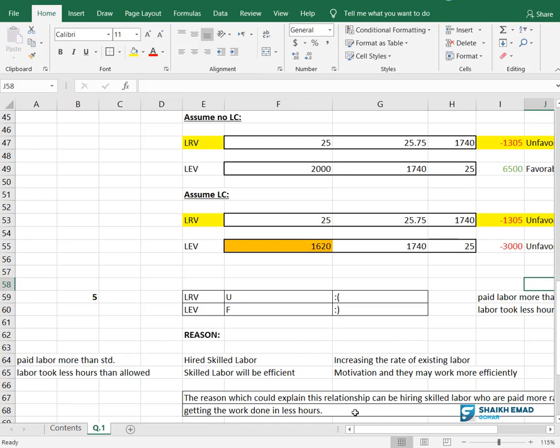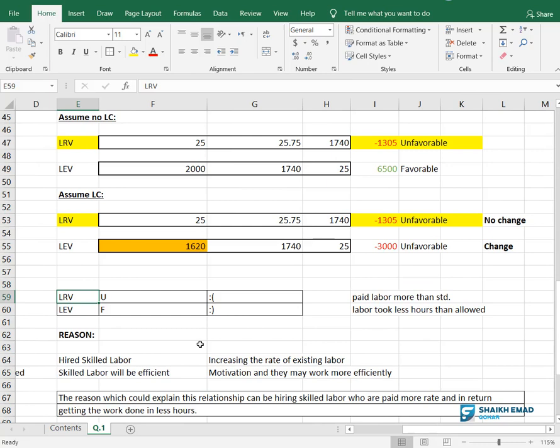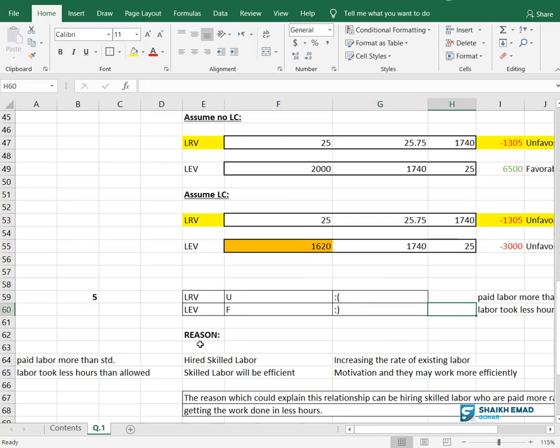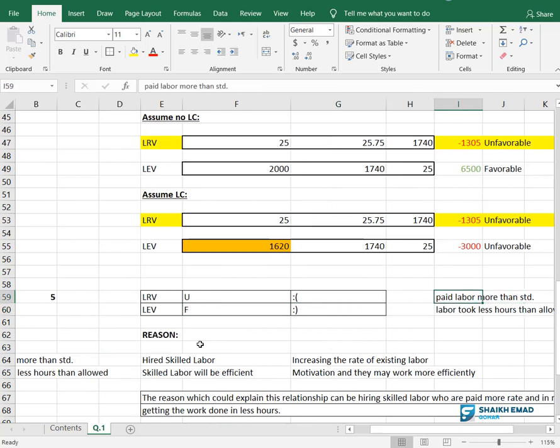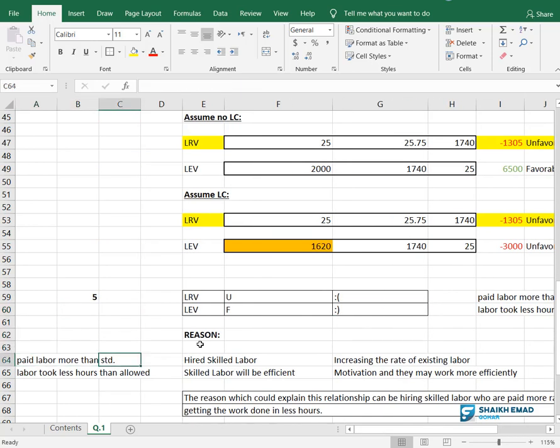So for both of these I have written here for you. If you see here, this is unfavorable, this is favorable, right? So unfavorable means what? You paid them more than the standard. And efficiency is good means what? Labor took less hours than allowed. This is the description to understand this. What are the reasons? I wrote here for you. Higher skilled labor, right? So skilled labor will be efficient or not? And then increase the rate of the existing labor, motivation will come. Getting the story, everyone? So these two reasons are there.